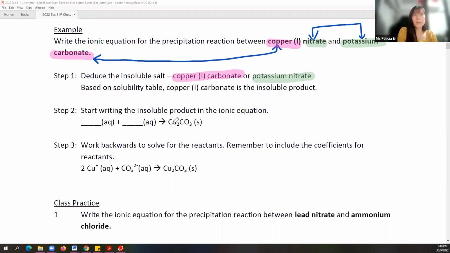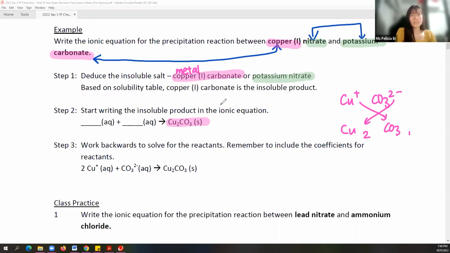So you write the copper(I) carbonate formula over here. For copper(I) carbonate, just a reminder, whenever you have a metal, remember to do the crossing. That means Cu+ and CO3 2-, remember to do this crossing. That's why it's times 1 on this side and times 2 on this side. That's why you get Cu2CO3.